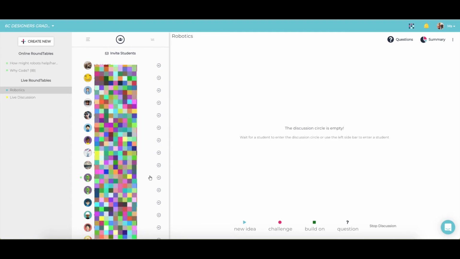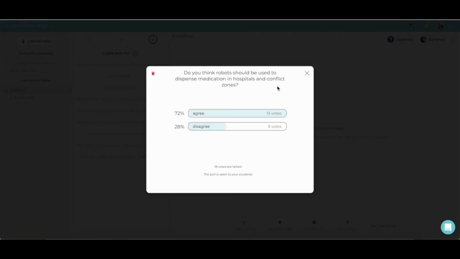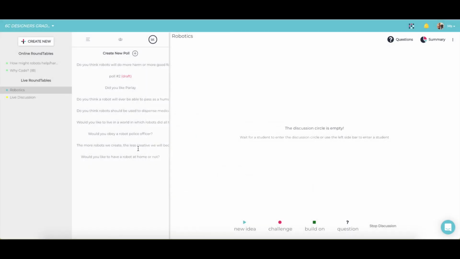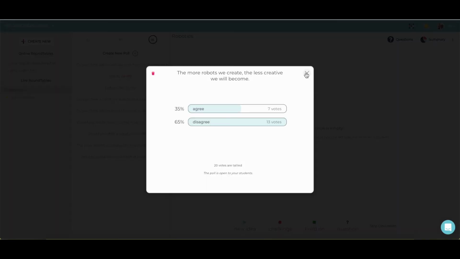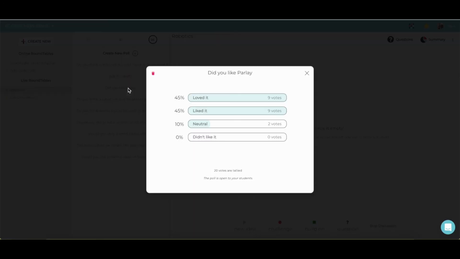And then whenever there's a lulling conversation or we were kind of going around in circles, I would do a new poll. So you can see I also have, do you think robots should be used to dispense medication in hospitals and conflict zones? The more robots we create, the less creative we will become. Then I also, at the very end, did you like Parlay?